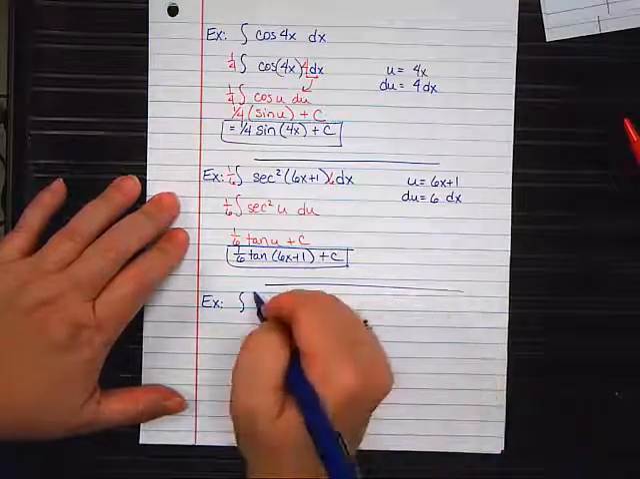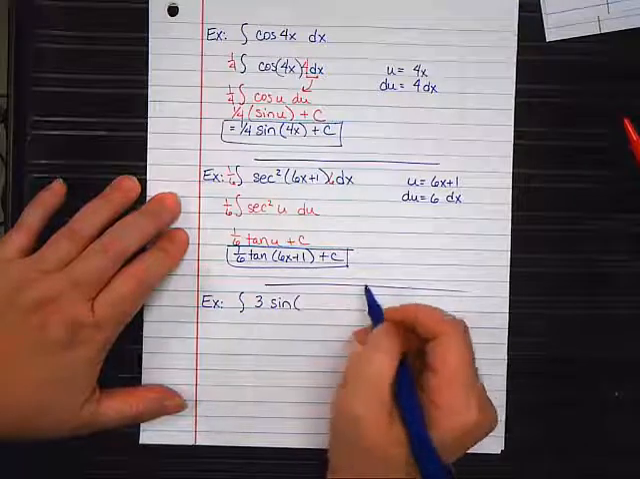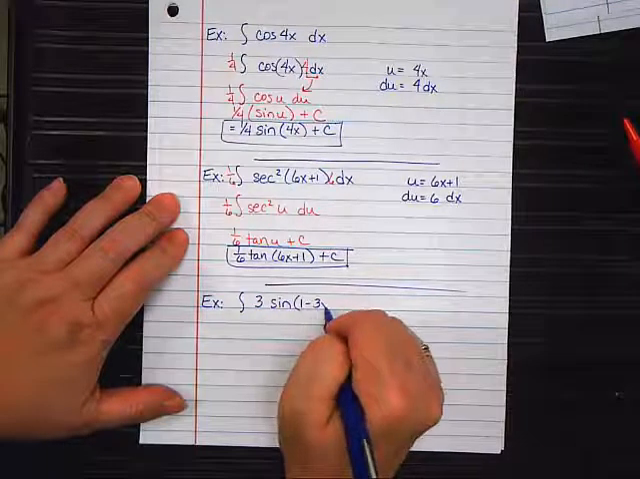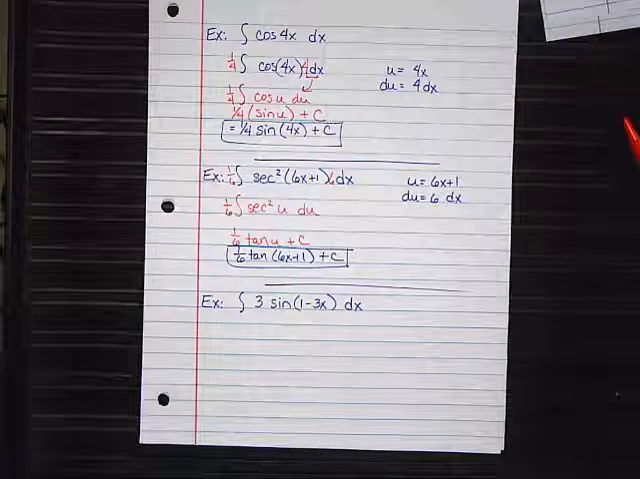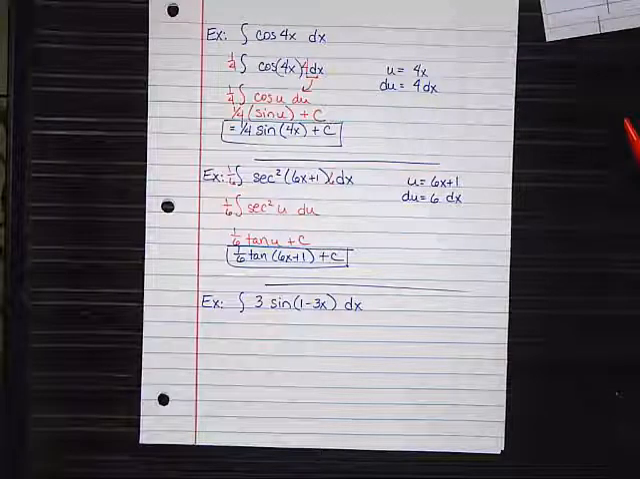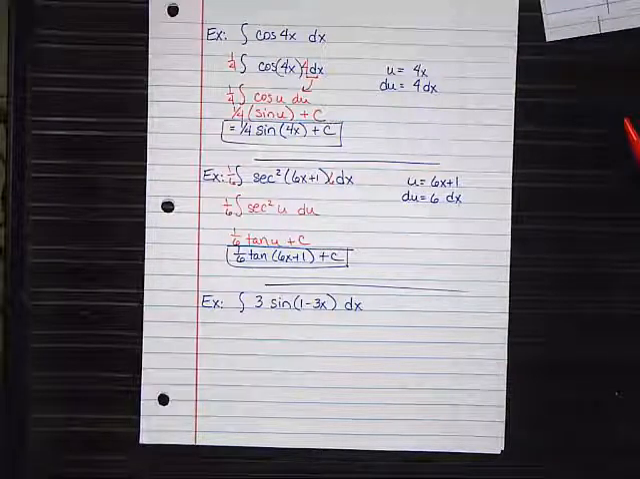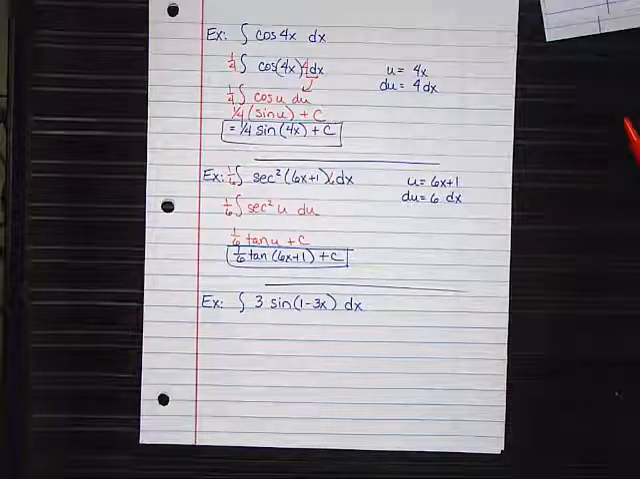Integral 3 sine parentheses 1 minus 3x dx. Okay? What we're going to be talking about now is what if there are numbers in there that aren't exactly what we want.